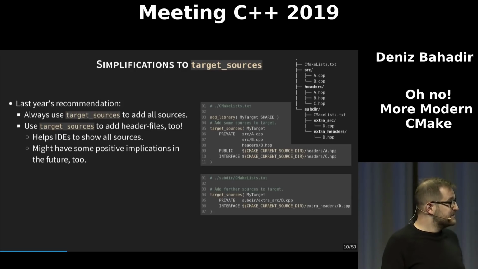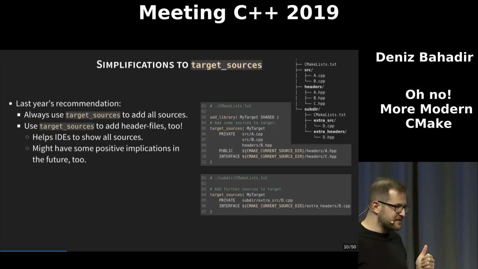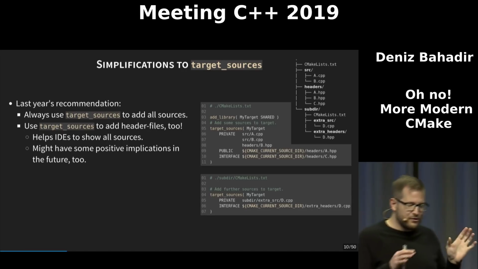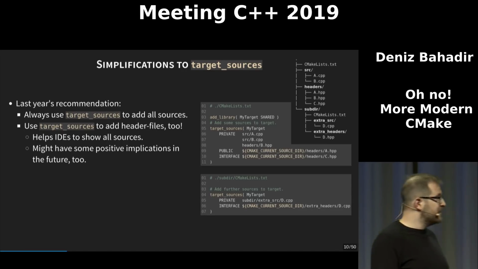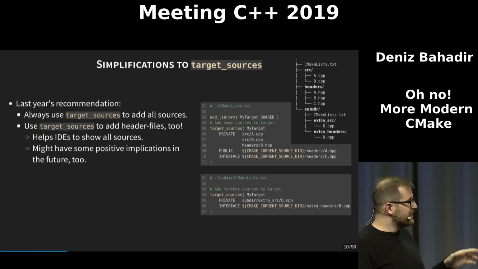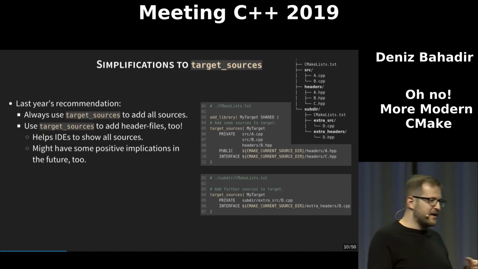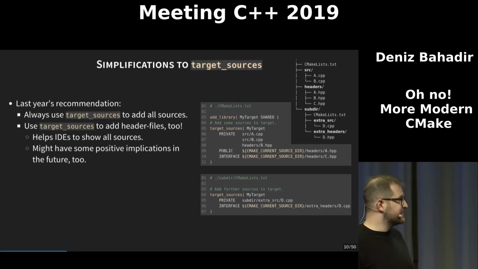That's the CMakeLists files you see there on the bottom. And that's something that was new last year, or it's not completely new, but still, you can use the target_sources command to add sources to your target that are in another directory, and do it from another CMakeLists.txt file. And that's a good thing.